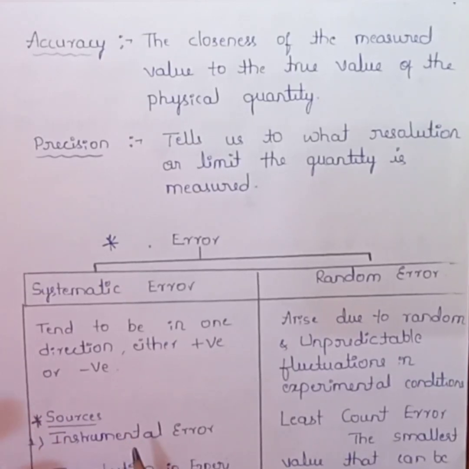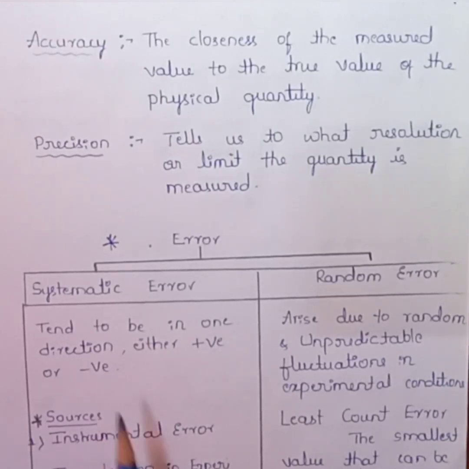Those sources are very important for exams, because they will ask you to mention the sources of systematic errors for 2 marks. So what are they? First one, it is instrumental error. Second one, it is imperfection in experimental technique. Third one, it is personal error.